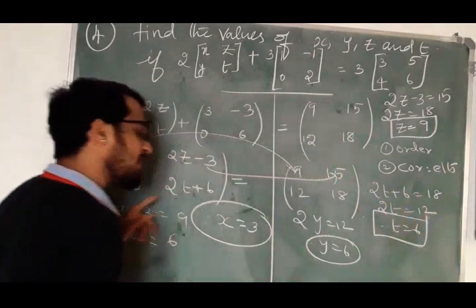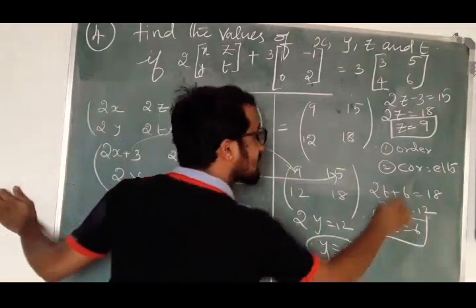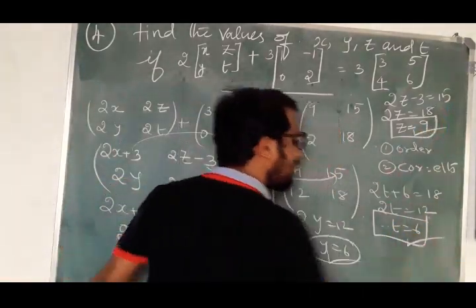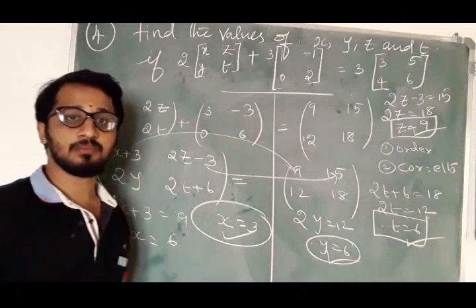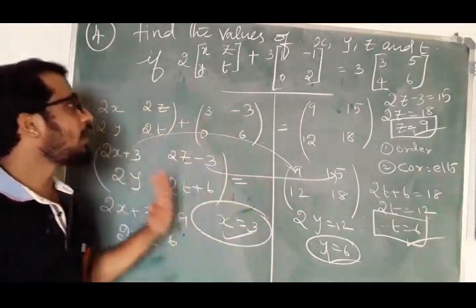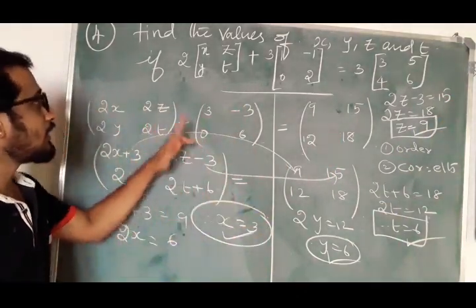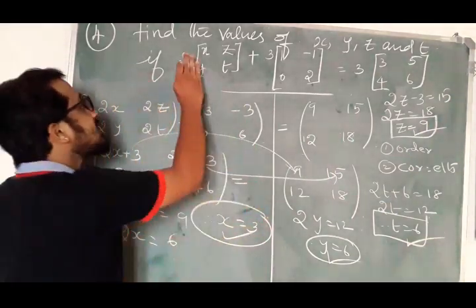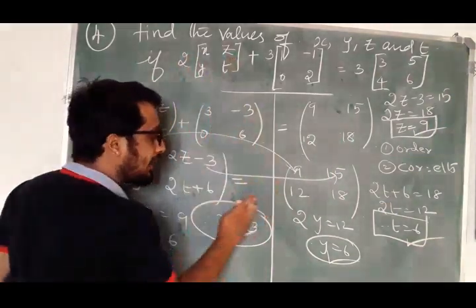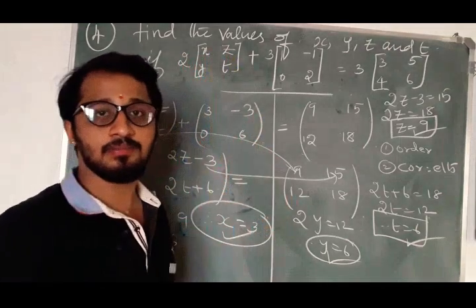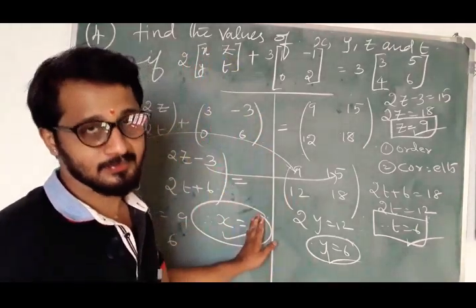The value of x is 3, y is 6, z is 9, and the t value is 6. Is it clear? Here we are going to use only two concepts, that is scalar multiplication and the definition of equal matrices. Is it clear?